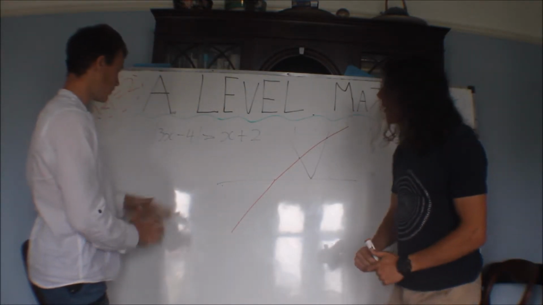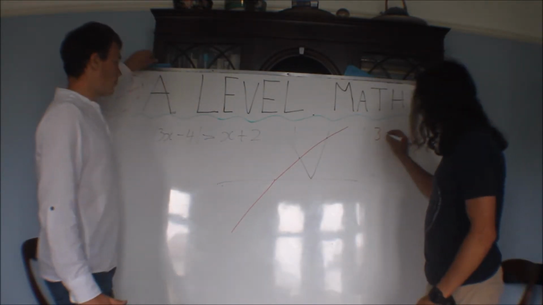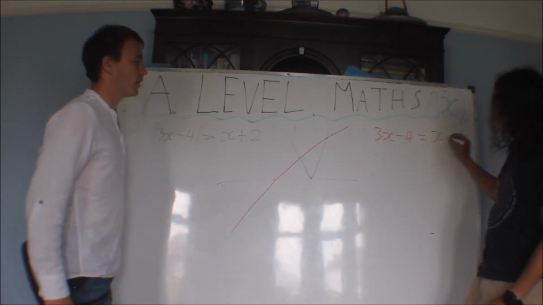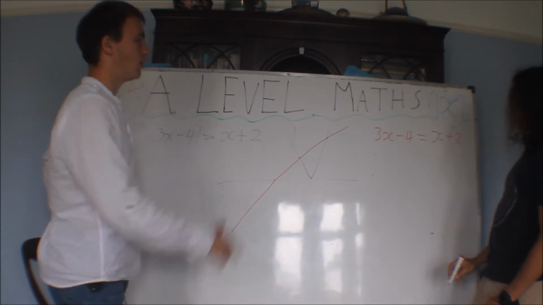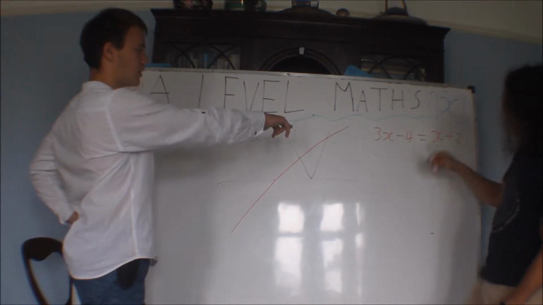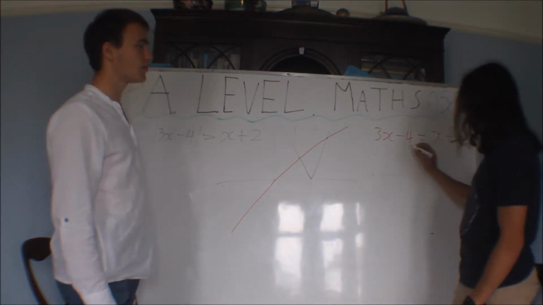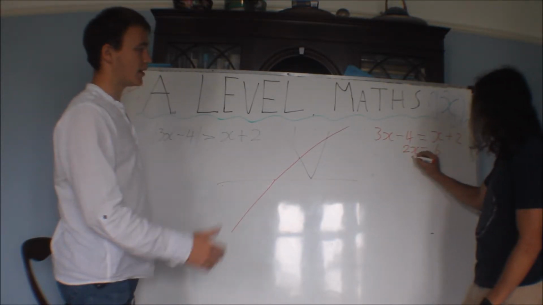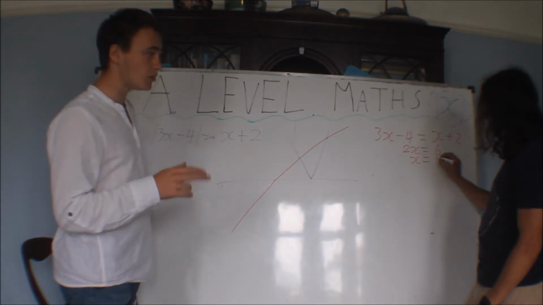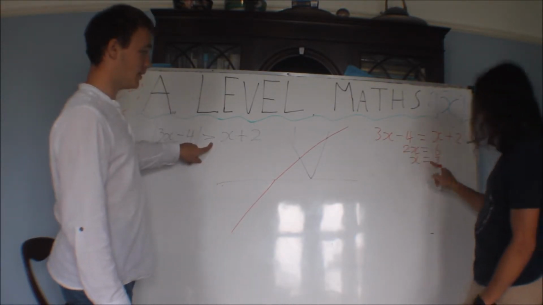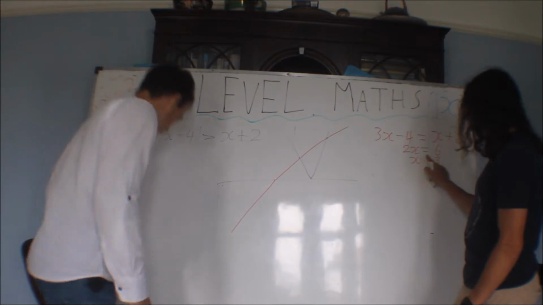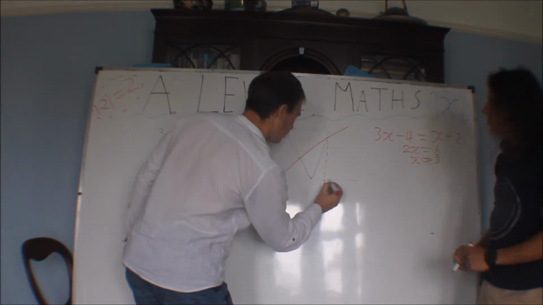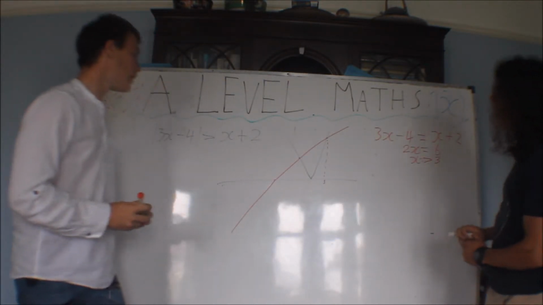Okay. So 3x minus 4 equals, for the second, x plus 2. So take that x over that side and get 2x, and then that 4 over that side and get 6. 2x equals 6, so x equals 3, except it doesn't equal 3. It's actually greater than 3, and that would be there. So it's 3 onwards.